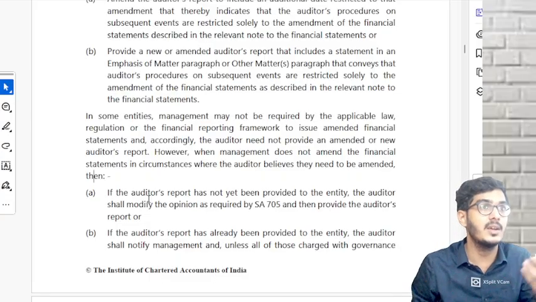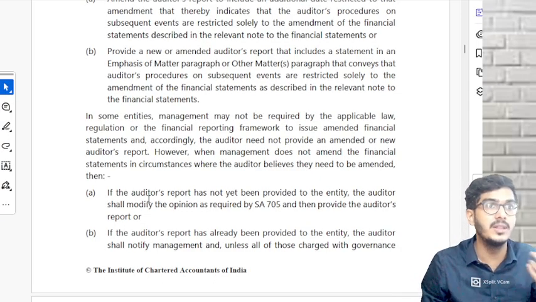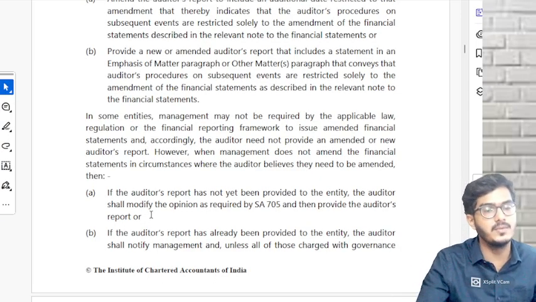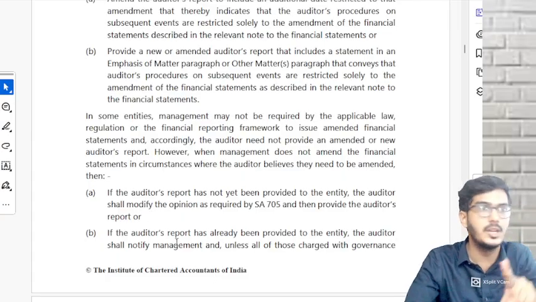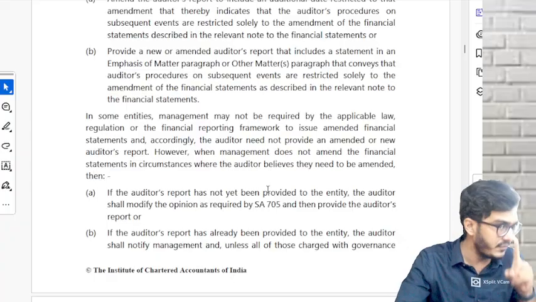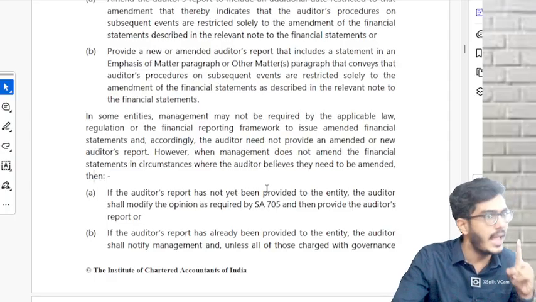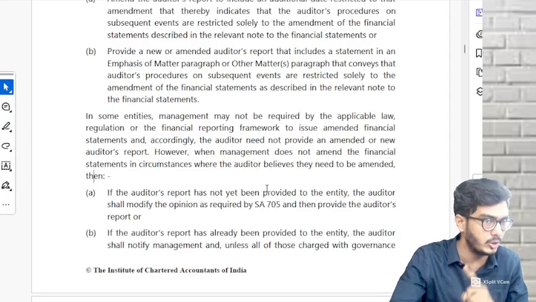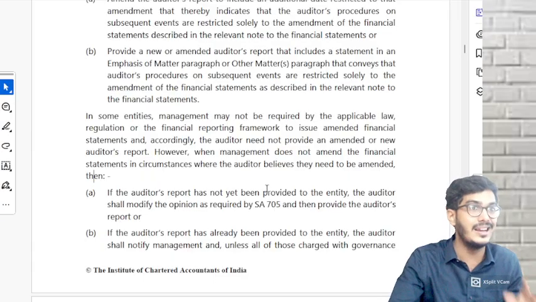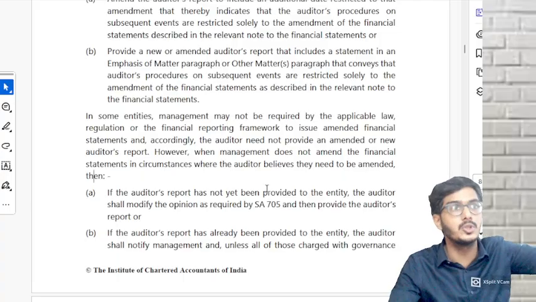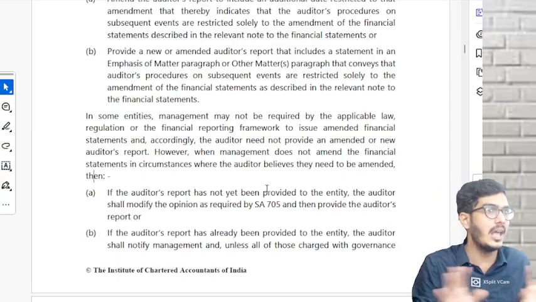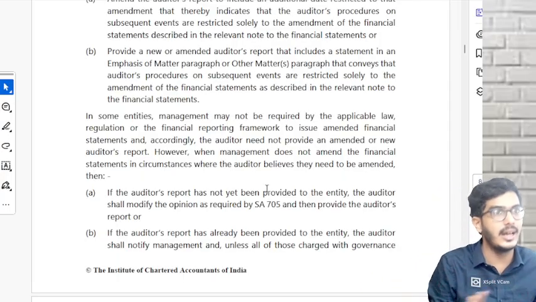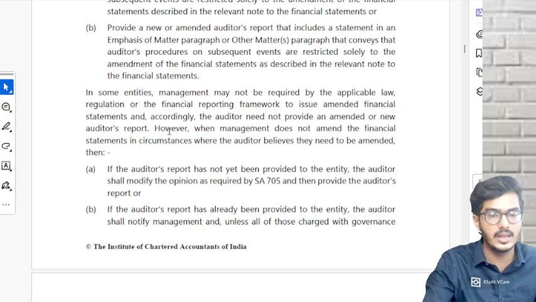But in the second case, if the report is not with you, it is with the management, we are going to tell management, please do not issue the auditor's report. If you issue the auditor's report, I will start taking action against you. I'll go to regulatory authorities and complain about you, and I'll take action to inform the users also. Please don't rely on the auditor's report because it is not correct.